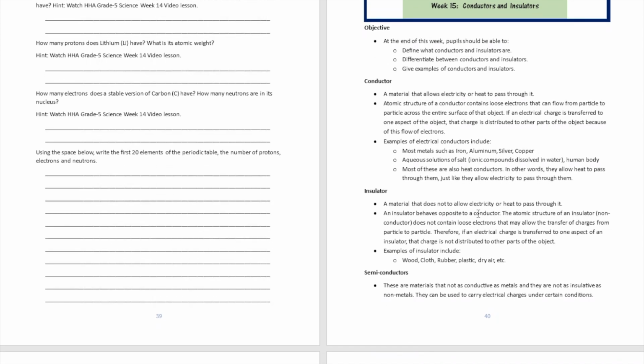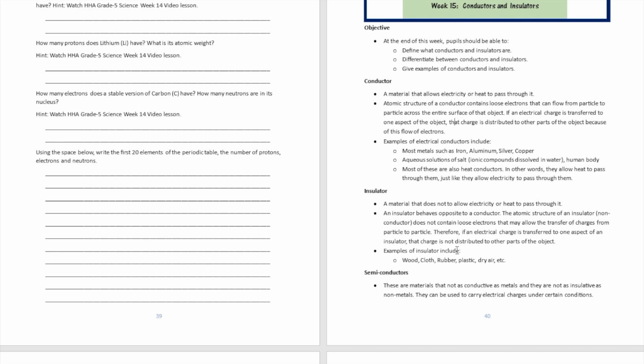Well, an insulator is a material that does not allow electricity to pass through it. So think about it: insulators do not allow, conductors allow. You can use that to remember a little bit. An insulator is not going to allow electricity or heat to pass through it. The insulator behaves exactly in the opposite way to a conductor.